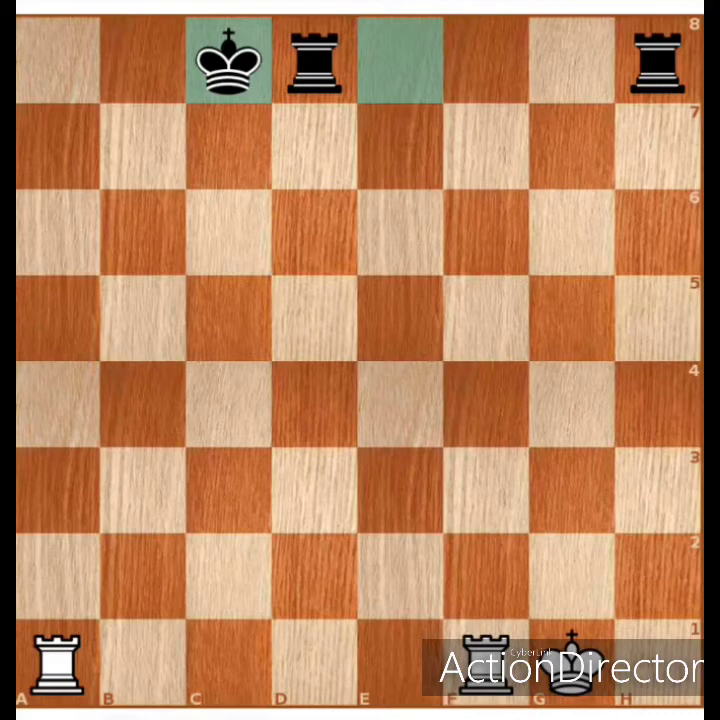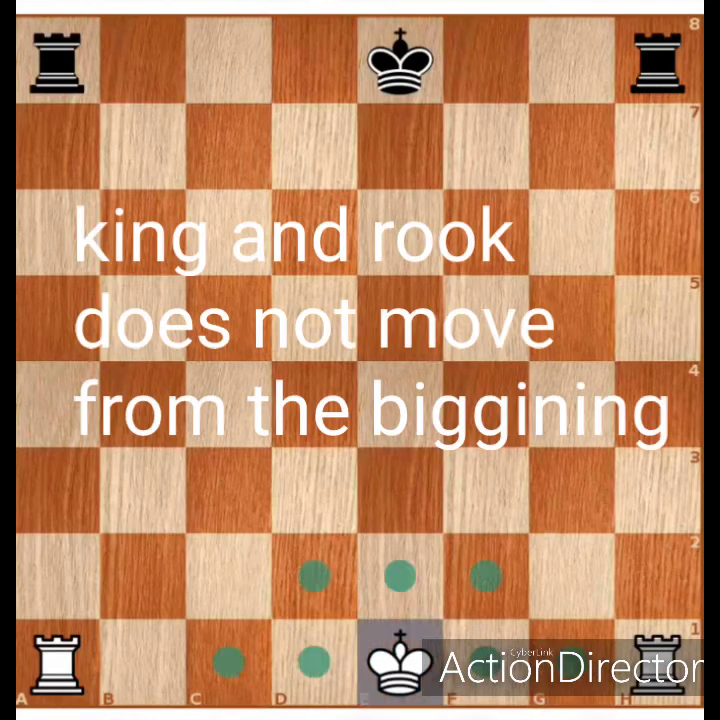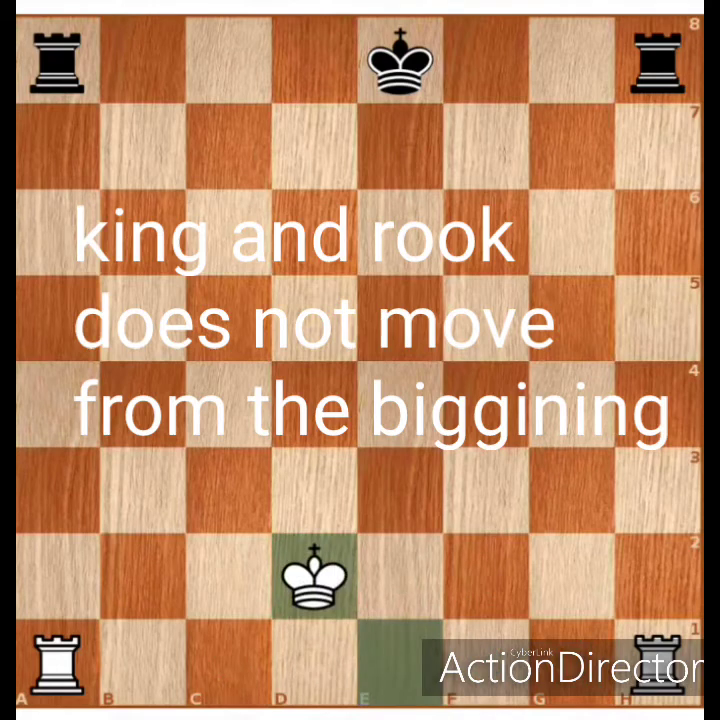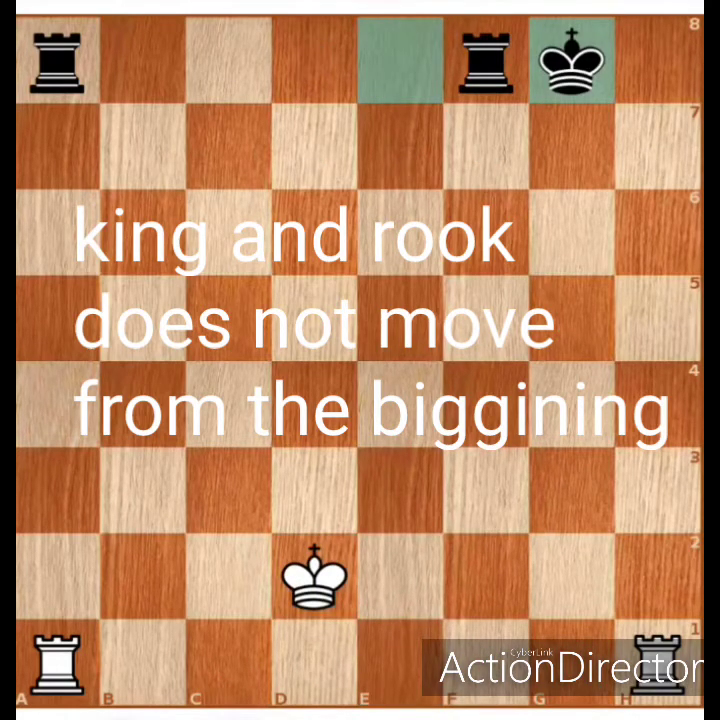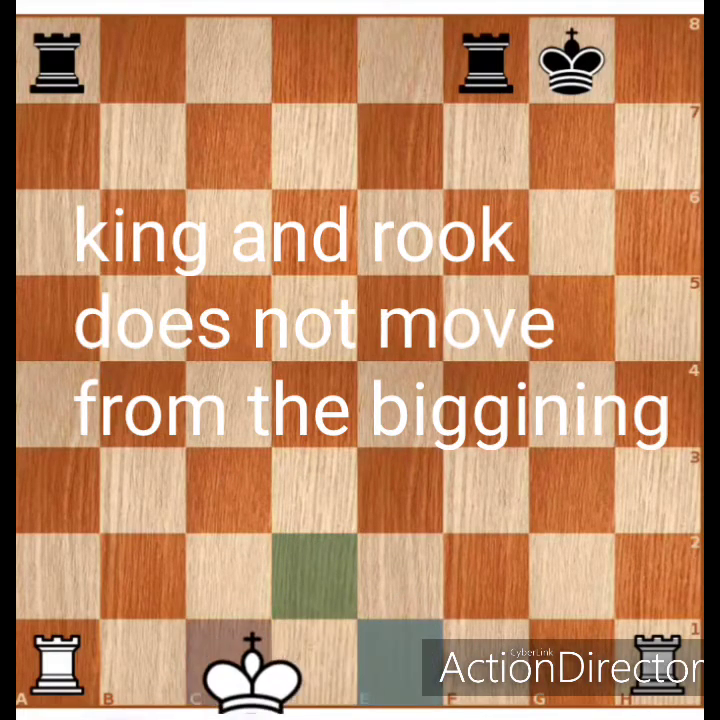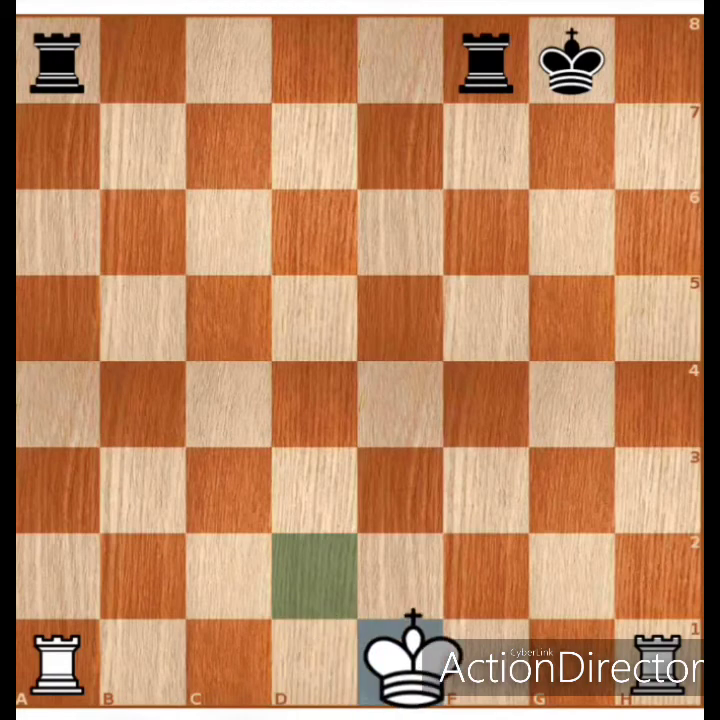And remember, the king and rook must not have moved. If you move your king, like I just moved my king, and after any move you get back to the normal position, then you cannot castle. If your king has just moved, then you are not going to be able to castle.